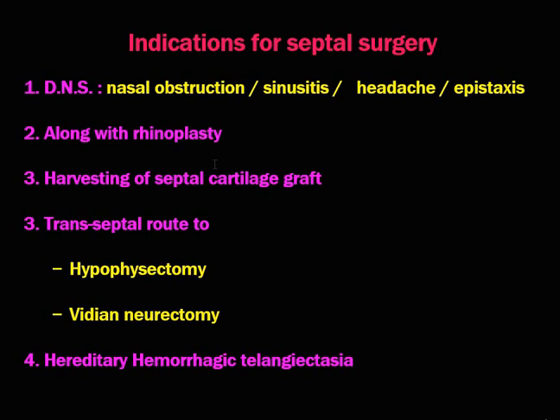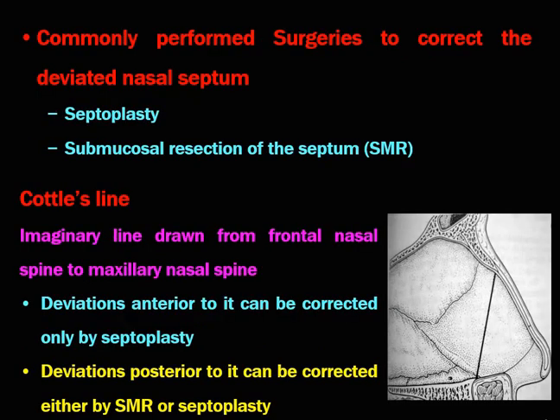Septoplasty is also performed for harvesting of the septal cartilage graft, for the transseptal route for surgery of the pituitary fossa, that is hypophysectomy, or for vidian nerve neurectomy, and for hereditary hemorrhagic telangiectasia. What are the commonly performed surgeries to correct the deviated nasal septum? The commonly performed surgeries to correct DNS are septoplasty and submucosal resection of the septum, the so-called SMR surgery.